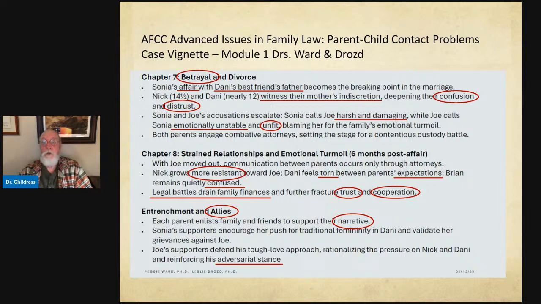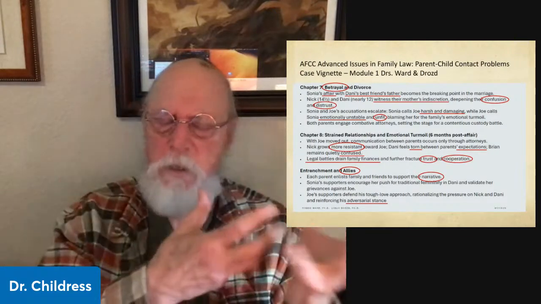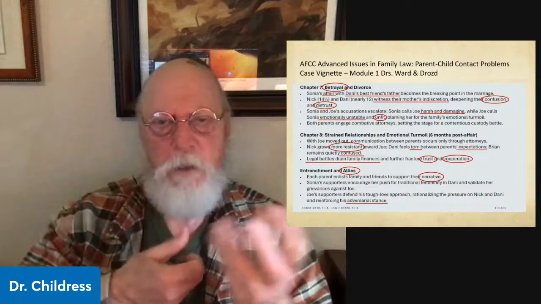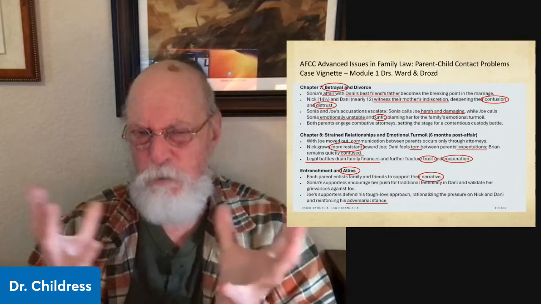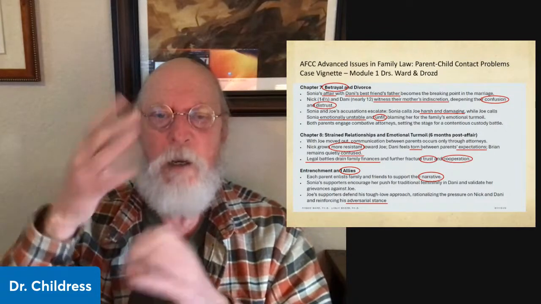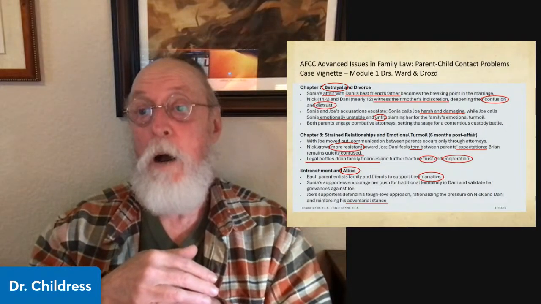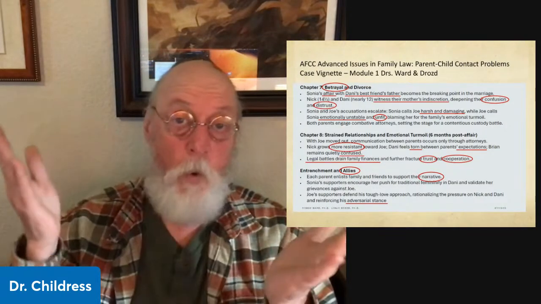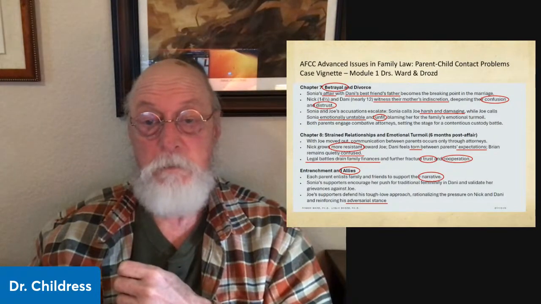Nick grows more resistant while Danny feels torn between expectations. Danny's not torn between expectations. Danny wants mom's love, and she got an insecure attachment with mom, and so she's bonding into dad, and they're fighting over things. And so it's not that she's torn between expectations. I'm not clear on what theoretical orientation is being used to present this information. But if Nick is becoming more resistant, then the attachment pathology is increasing. So we need to get on this.